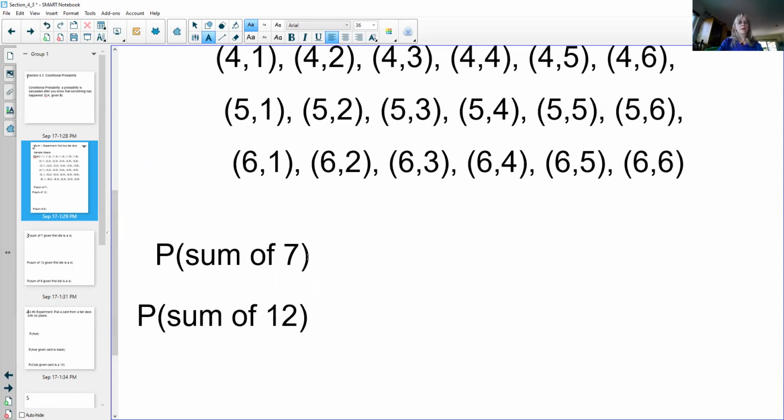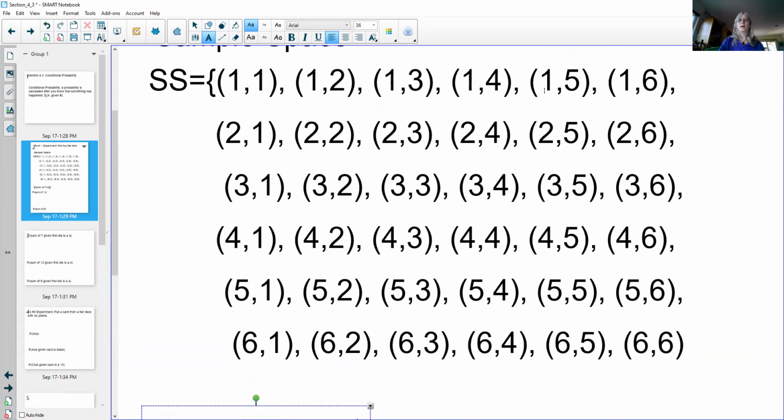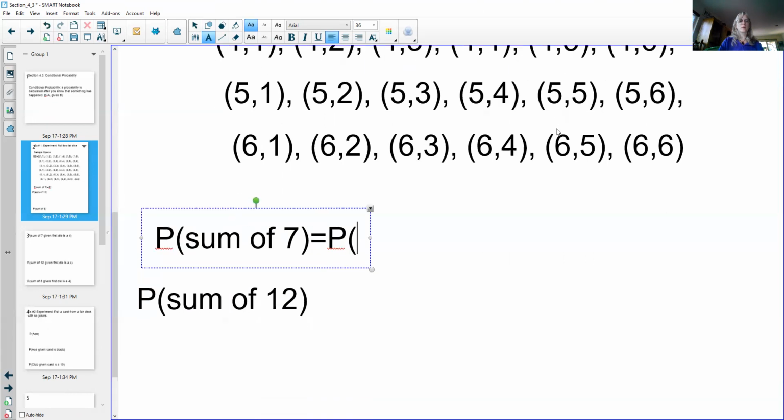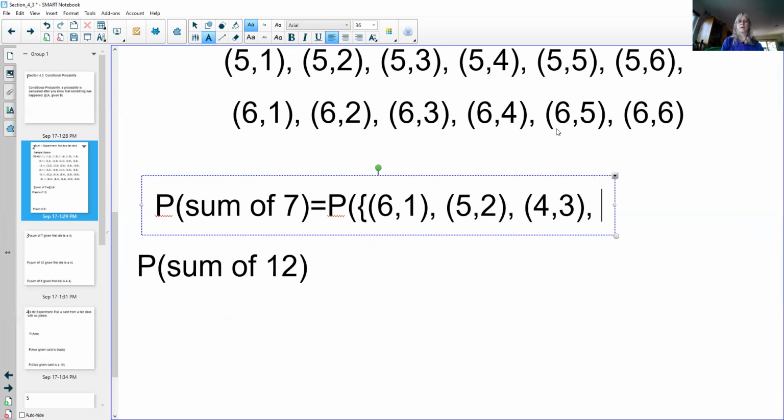So now I can find the probability of a sum of 7, let's say. So the probability of a sum of 7, you can actually go up the diagonal here. This diagonal, 6,1; 5,2; 4,3; 3,4; 2,5; and 1,6 are all the different ways of getting a sum of 7.